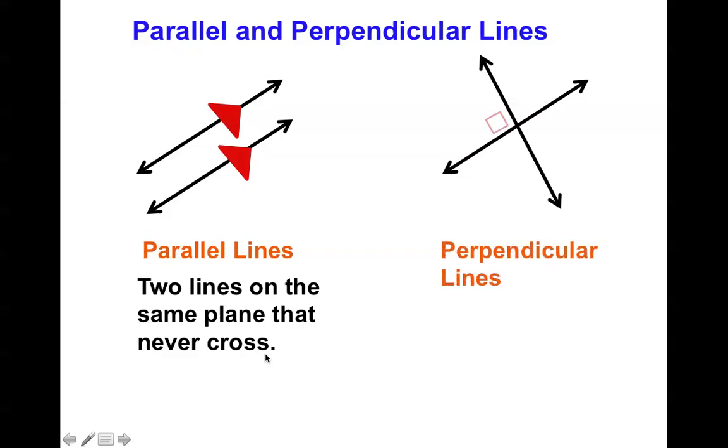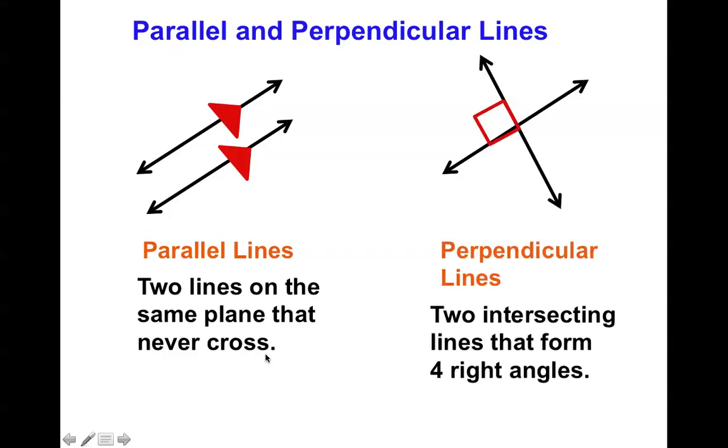Perpendicular lines are two intersecting lines that form four right angles. Notice the right angle is denoted by a square. Once again, sorry I didn't make it smaller. But if you think about it, all four of these angles are 90-degree angles.